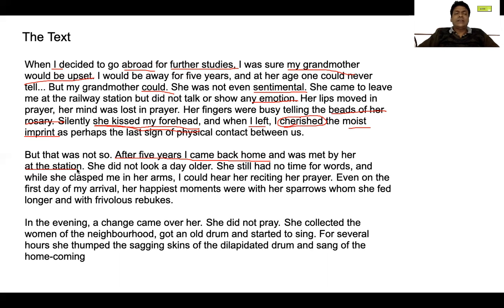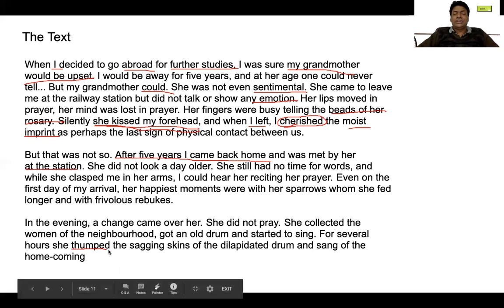She collected the women of the neighborhood. So the neighborhood women, whom she invited to her home, and she also got an old drum and started to sing. Why did she do that? For several hours she thumbed the sagging skins.